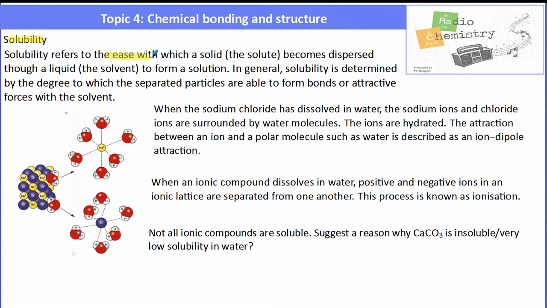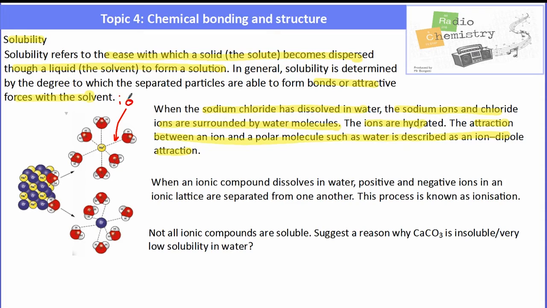Solubility refers to the ease with which a solid will become dissolved in a solvent. Generally the solvent will be water. What needs to happen here is there needs to be new bonds formed between the ions and the water. So when sodium chloride is dissolved in water, the sodium ions and the chloride ions become surrounded by water molecules. We say that they become hydrated.